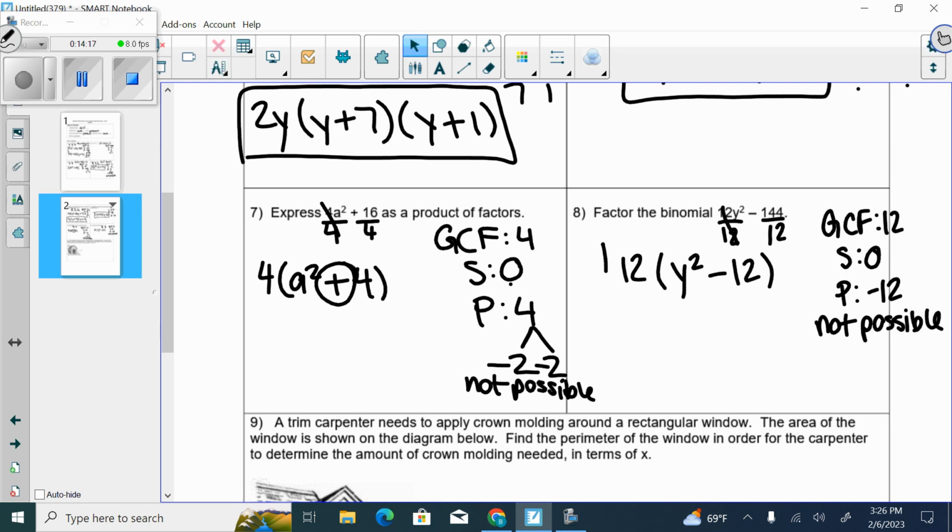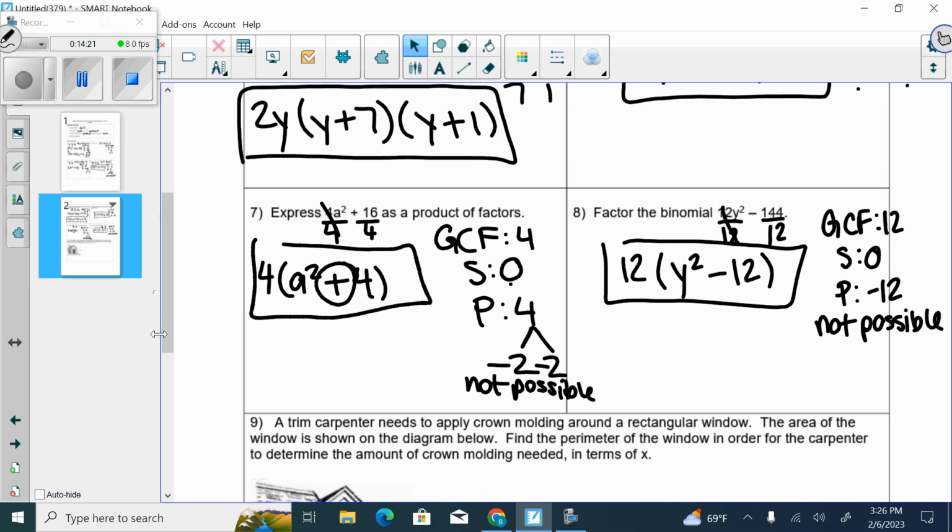So all we could do here is take out the GCF, just like here. All we could do is take out the GCF. Okay. All right, we got one more.